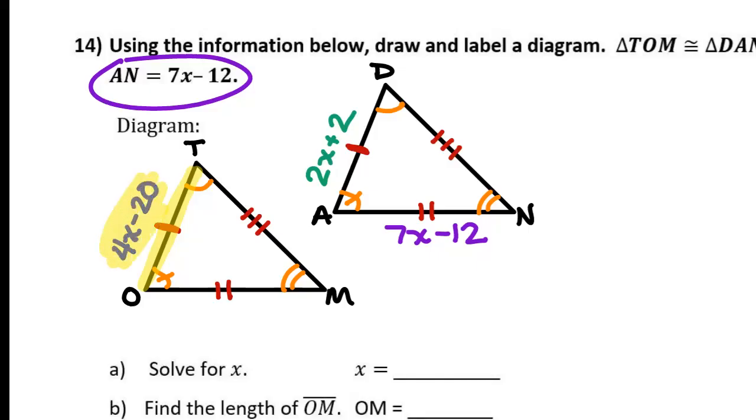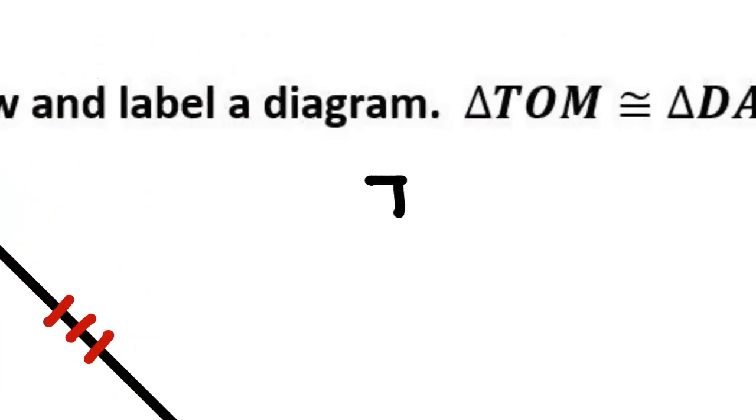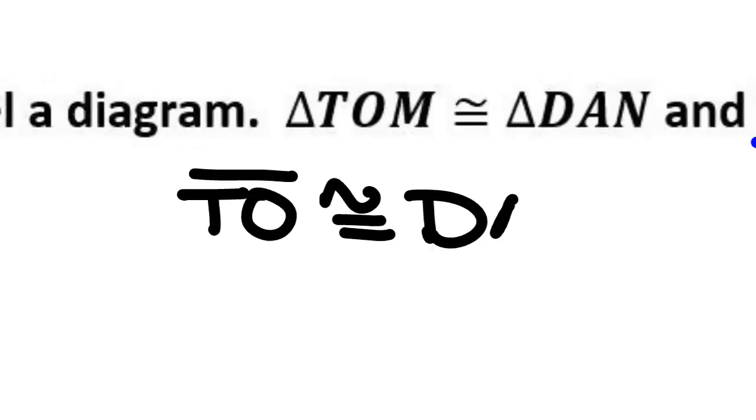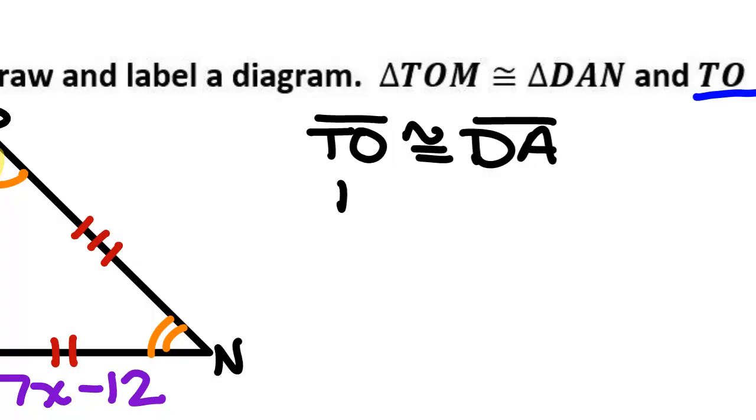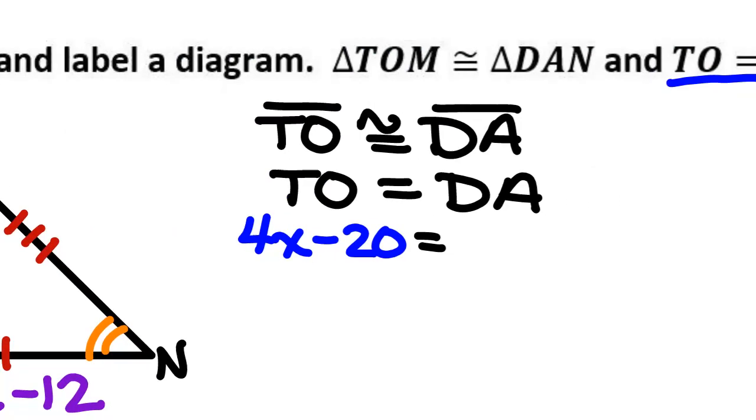Segment TO, 4x minus 20, and segment DA, 2x plus 2. We said that these were corresponding sides. Because of my triangle congruence statement, I know that they are congruent. So segment TO is congruent to segment DA. That means the length of segment TO is equal to the length of segment DA. So 4x minus 20 is equal to 2x plus 2.